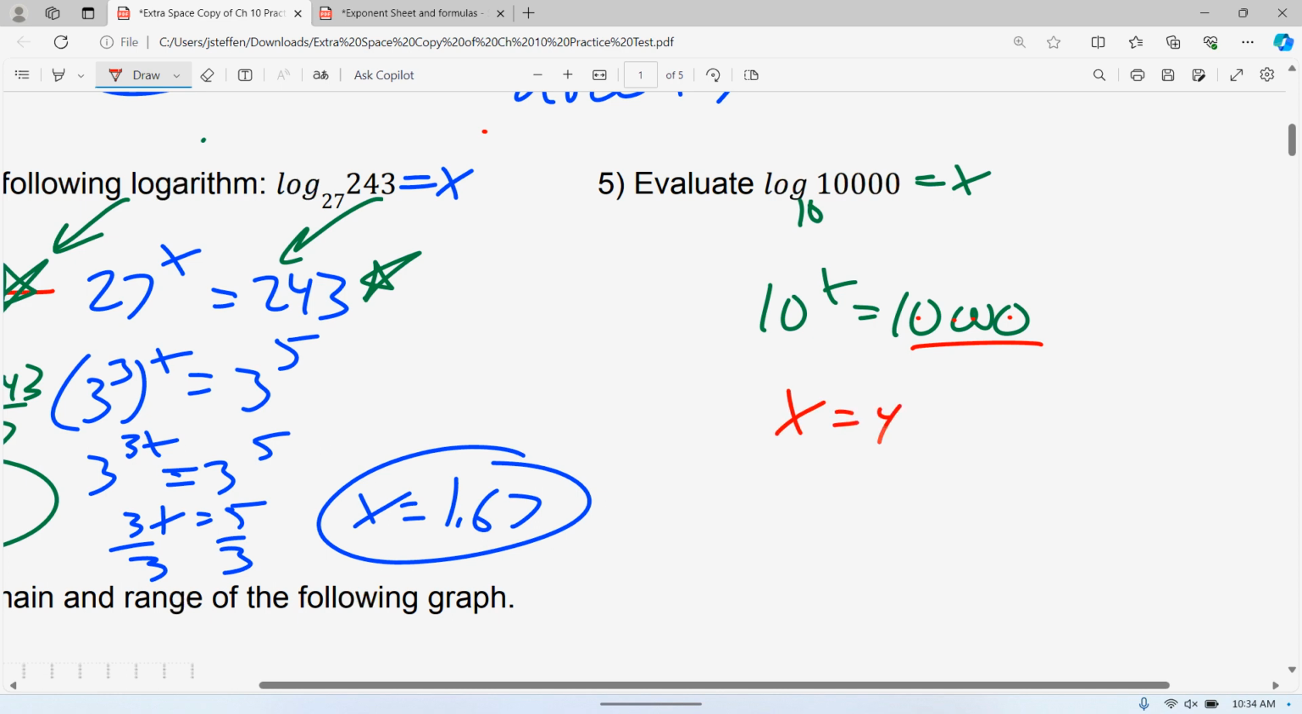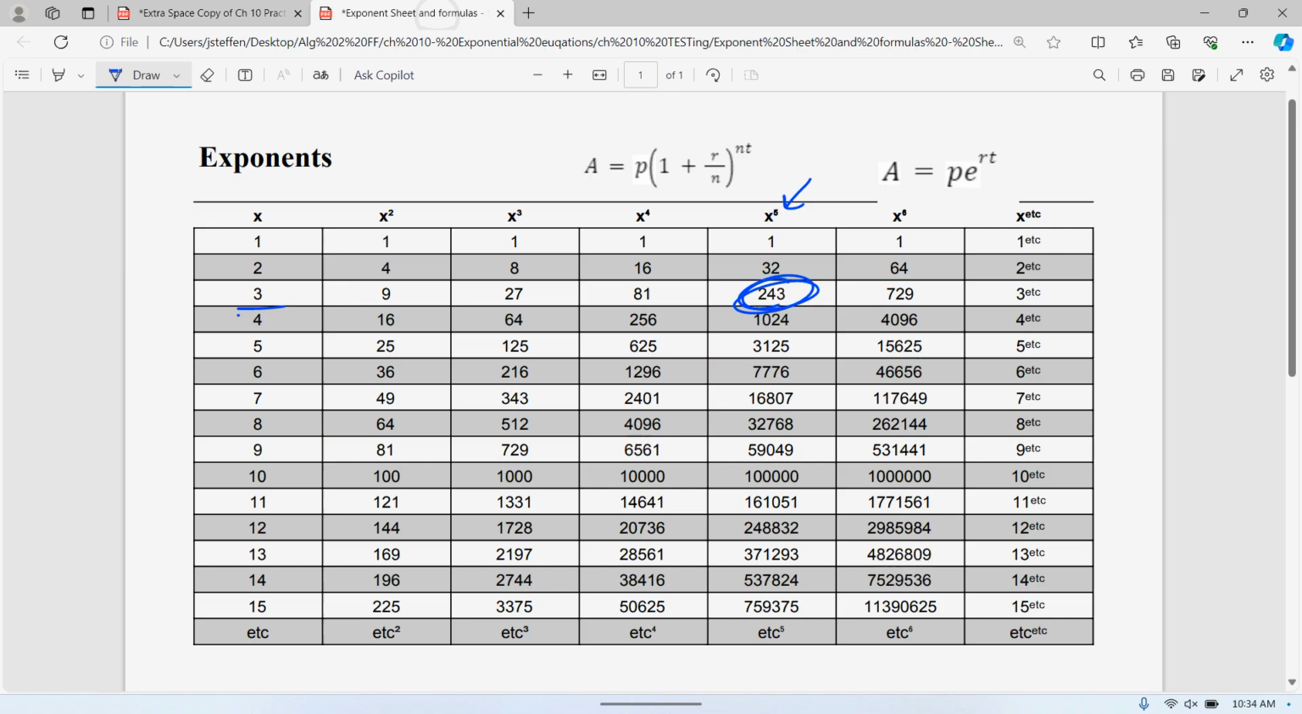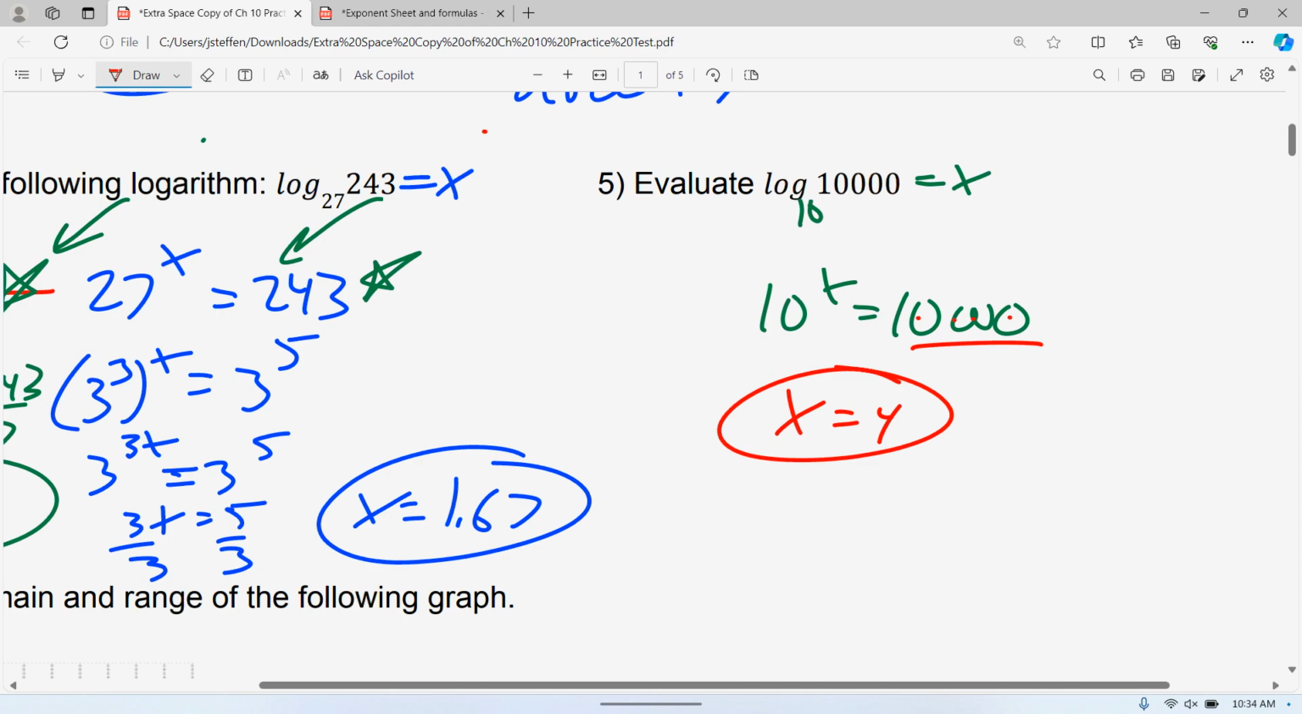Now again, do this one since we didn't have bases. So 10,000 would be 10 to the 4th. So that's another way to do it. Or again, obviously, you could take the log and move the x in front. You can do it that way as well.